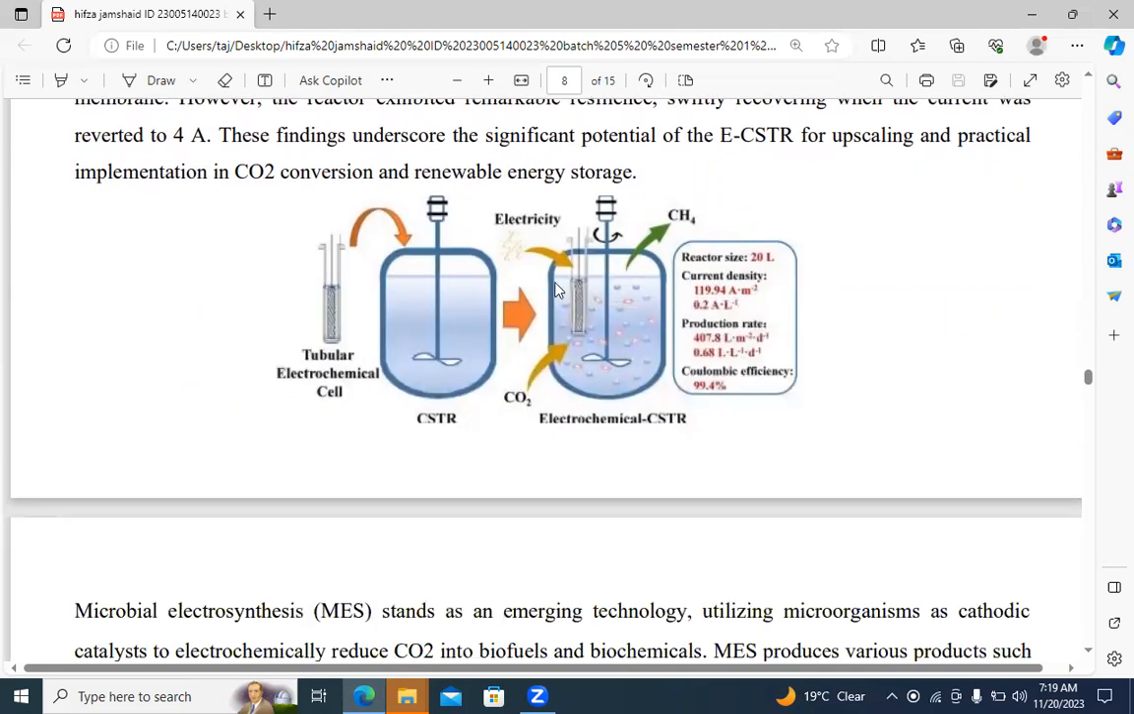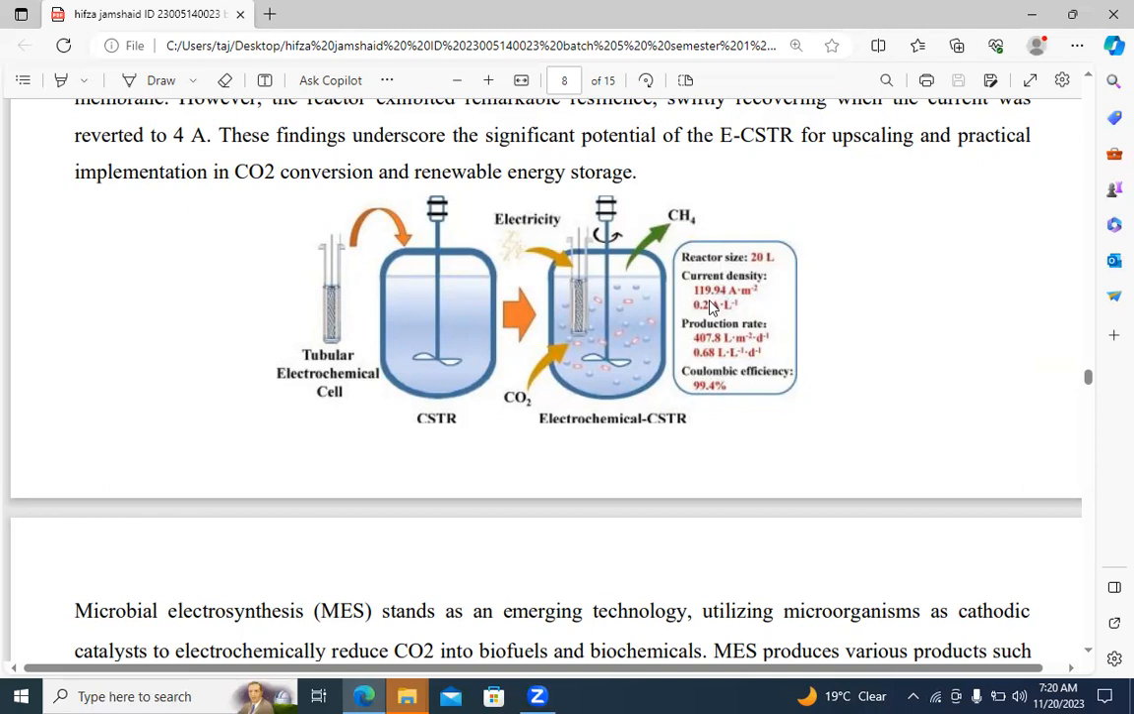There is the diagram of the continuous stirred tank reactor, electrochemical basically. There is a tubular electrochemical cell. When we put this tube into the reactor, it is called an electrochemical continuous stirred tank reactor. Here we will apply a current of 20 amperes. Here we will add carbon dioxide, and there is continuous stirring. With the help of the electricity and carbon dioxide, electrochemical methane will be produced. Reactor size is 20 liters.